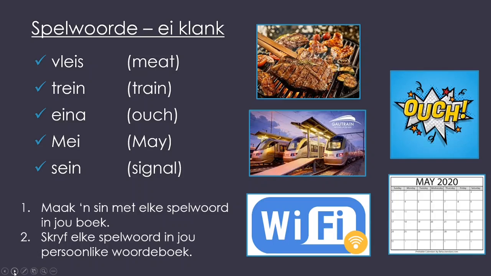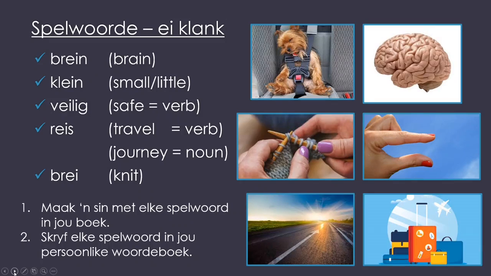Vleis. En let op, dis hierdie v vir vleis. Meat. Trein, train. Eina. Ouch. Mei, die maand Mei. Sein, signal. Brein, brain. Klein, which can mean small or little. Veilig or safe, the verb. Reis, which can mean travel if it's a verb or journey if it's a noun. En laastens, brei, which is knit.